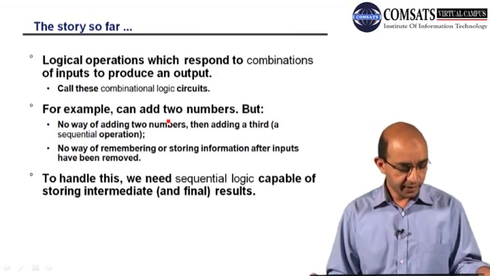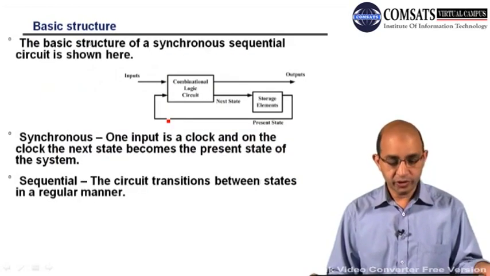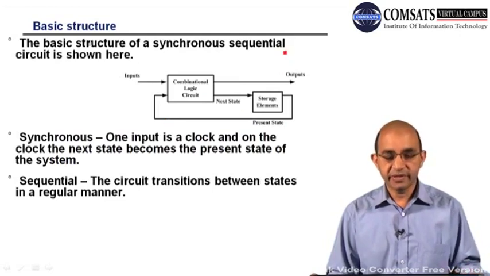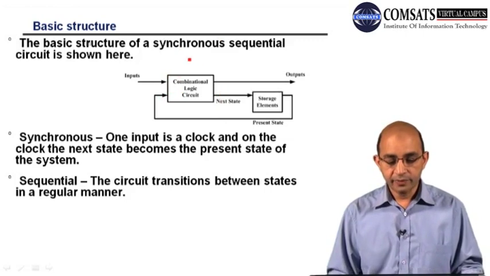So this is the reason that we are switching from combinational to sequential logic. This is the basic structure. You can see we have the input, and the main circuitry is based on the combinational logic. So this is the combinational circuit. And then this is the output, and here we have the next state, and this is the storage element.